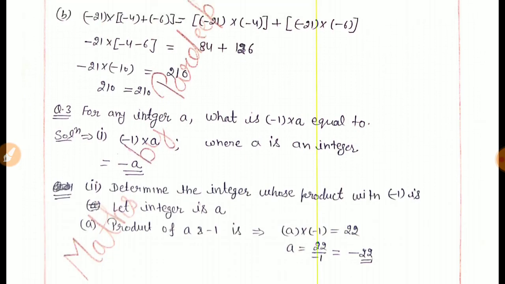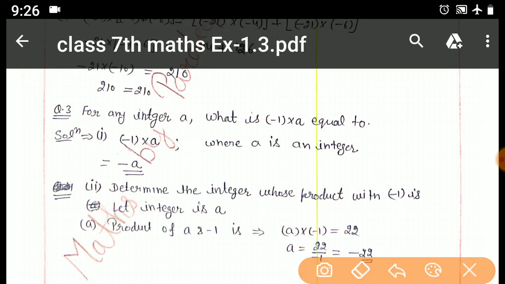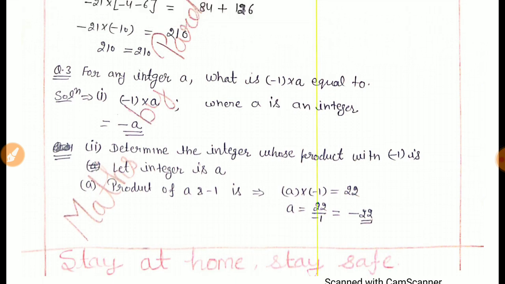For any integer a, what is minus 1 multiplied by a equal to? The solution is minus a. When we multiply minus 1 by a, we have one negative integer and one positive integer, and we put a negative sign in front of their product. The product of 1 and a is a, and with the negative sign, the result is minus a.